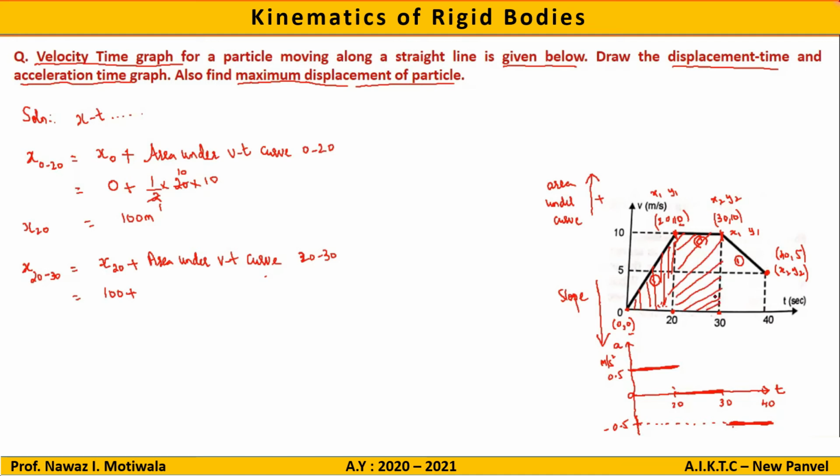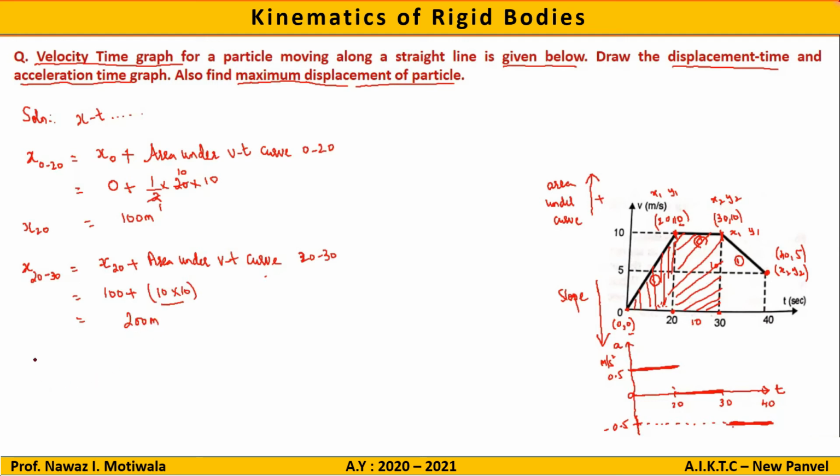And what is this entire area? This entire area is a rectangle with a base of 10 and height also 10. Area of rectangle, that is 10 into 10. So on solving, I will get 100, plus 100 for this, it will be 200 meters.